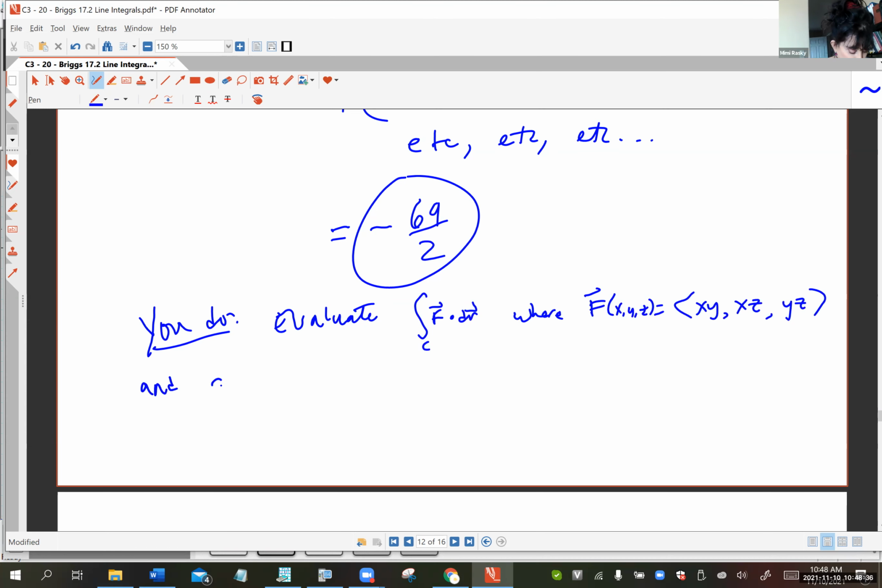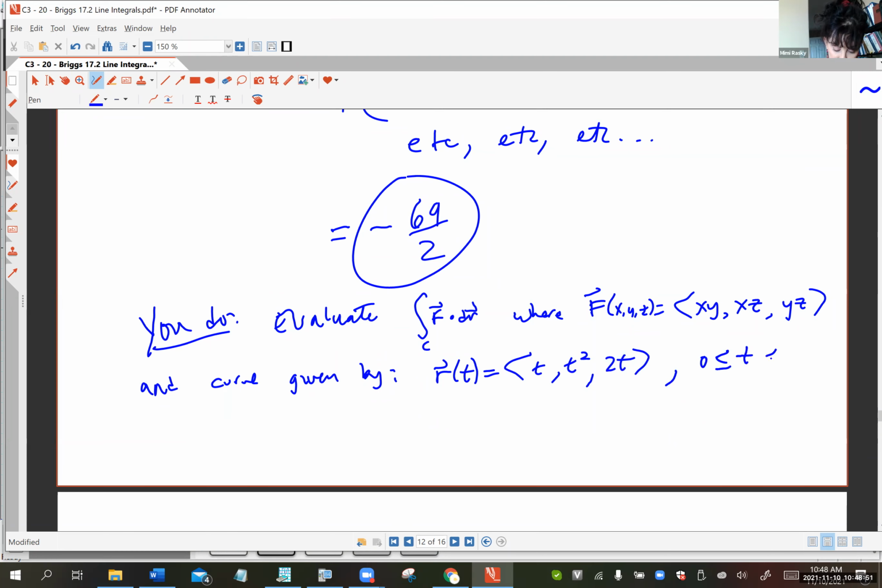And the curve is going to be given by this parameterization. r(t) is going to be (t, t squared, 2t), where time is ranging between 0 and 1 seconds. Now this is not a hard problem. I picked something relatively easy, but it's just going to give you an opportunity to practice your very first type 2 line integral.